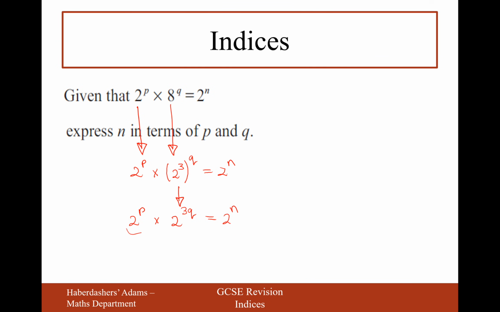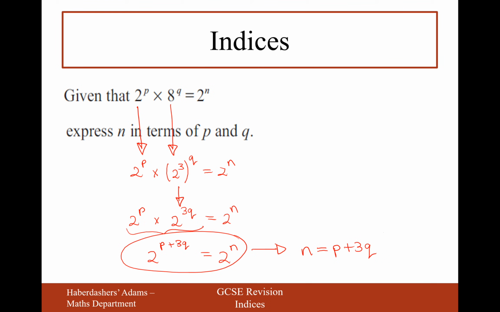And then to simplify the left-hand side, you add your indices together. So it's going to be 2 to the power of p plus 3q equals 2 to the power of n. So now that we've got them as one combined indice on both sides, we can directly compare the indices. So it's n equals p plus 3q. Very difficult question, that one. We're now going to get a bunch of these coming up. So hopefully you've understood this one here. Turn the 8 into a 2 cubed, and then add your indices together, and then you get an answer of n equals p plus 3q.